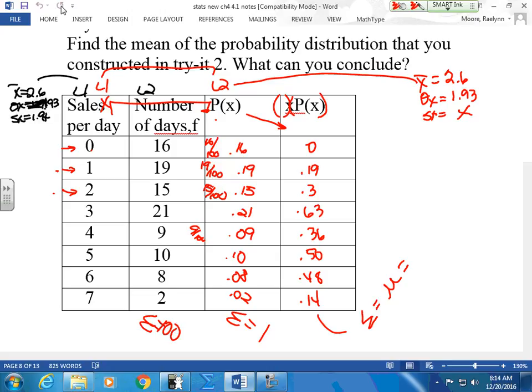This is another way to find your mean. So let's add that column down and see, in fact, if we get the 2.6. All of these should be the same. All of my standard deviations should be the same.